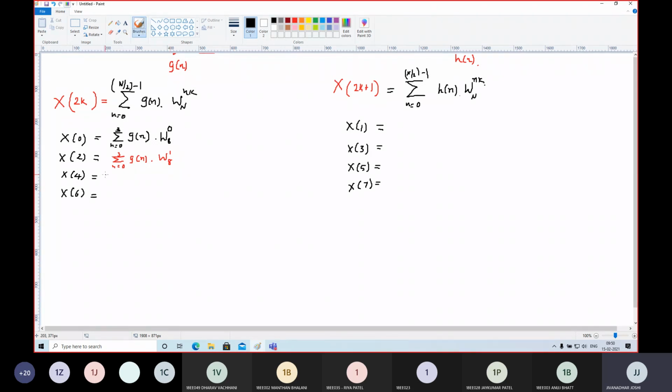Right? Let us write down for the next term. So n equal to 0 to 3 again, g of n into W8 raised to 2. And similarly, writing for the next term, X of 6 is equal to summation n equal to 0 to 3, g of n into W8 raised to 3. Any reason to refuse this form of equation? Do you have any reason for not accepting this equation?